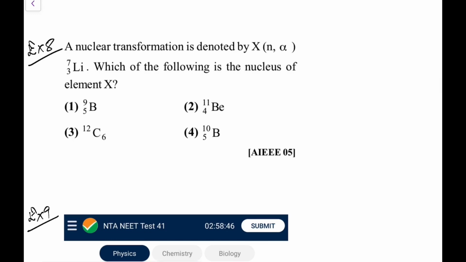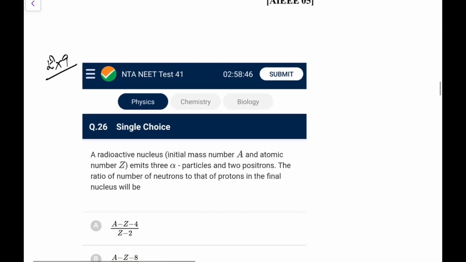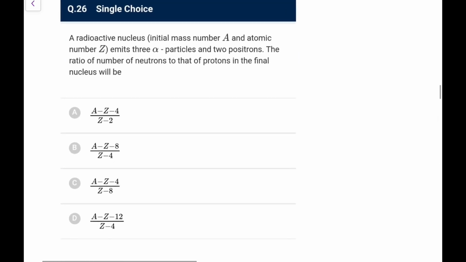Next, a nuclear transformation is denoted by X(n, alpha) 7 3 lithium. This is shorthand notation. We write X plus neutron 1 0, alpha as 4 2 helium, plus 7 3 lithium. Because of charge conservation, the lower total must be the same on both sides, so it would be 5, and because of nucleon number conservation, 7 and 4 is 11, so it would be 10. So 10 and 5, we can go for boron. Go for option 4.